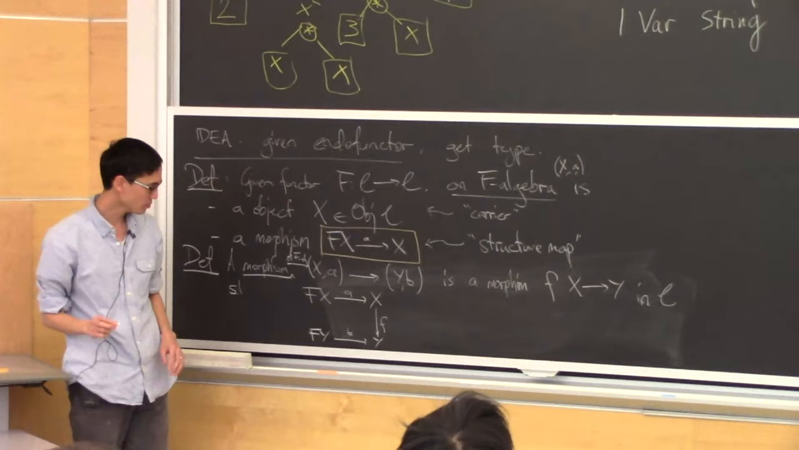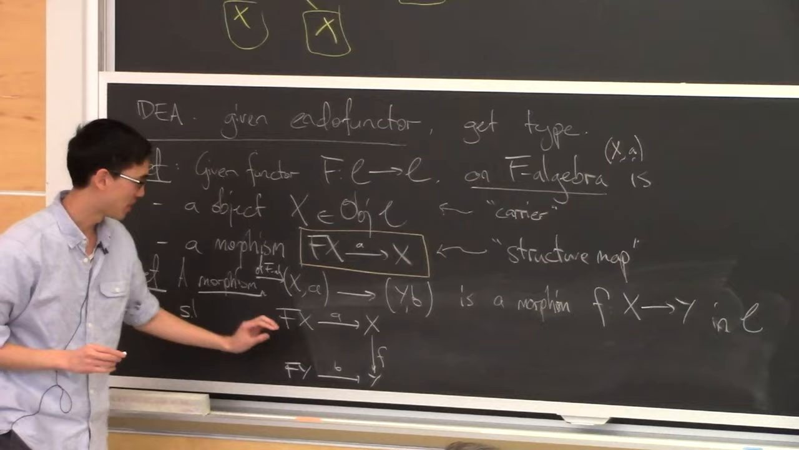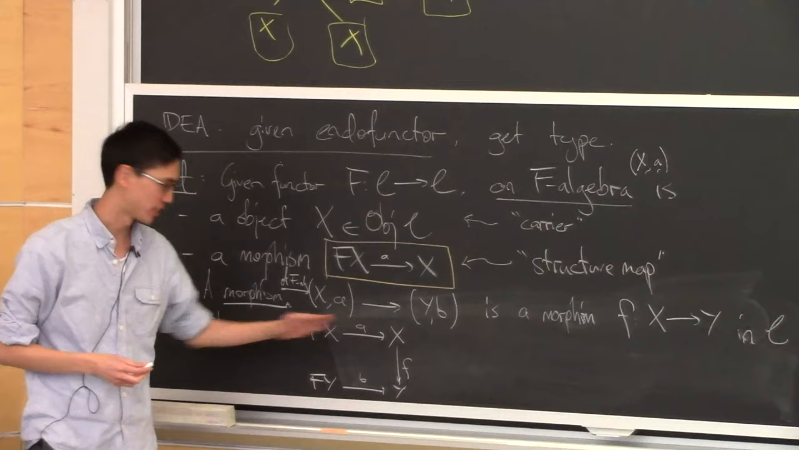And we want this thing to, morphisms should preserve structure, right? And as we discussed, we don't have very much structure here. We've just got this map. But somehow this map sort of says how to evaluate expressions. And somehow this morphism should preserve that notion of evaluation. Right? So there's sort of one way to fill in this diagram.